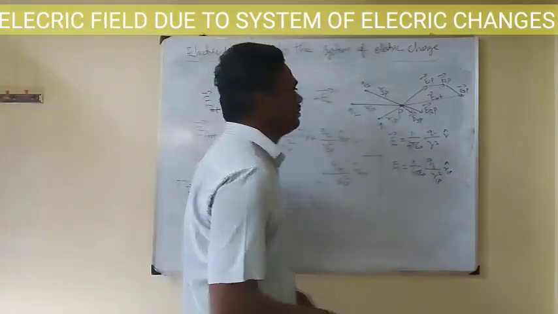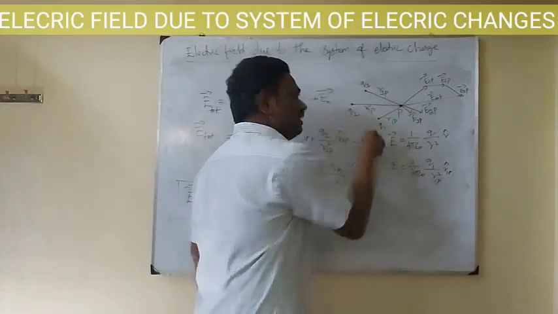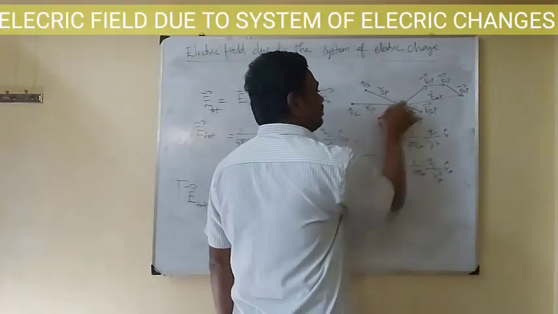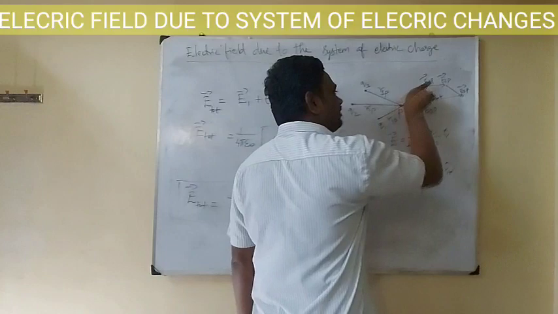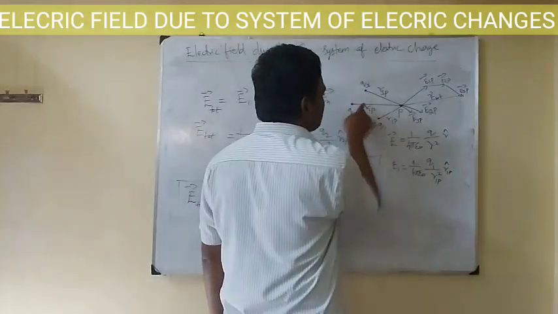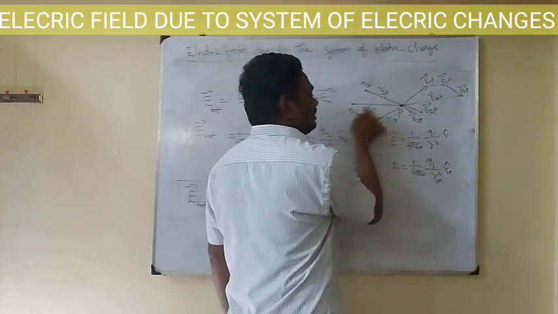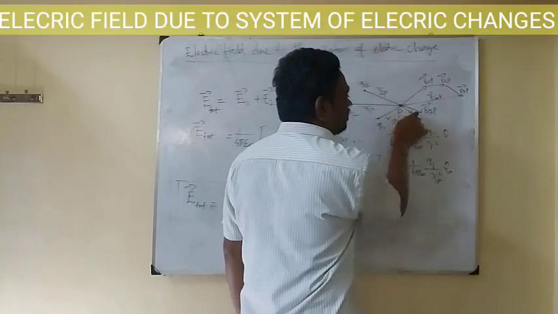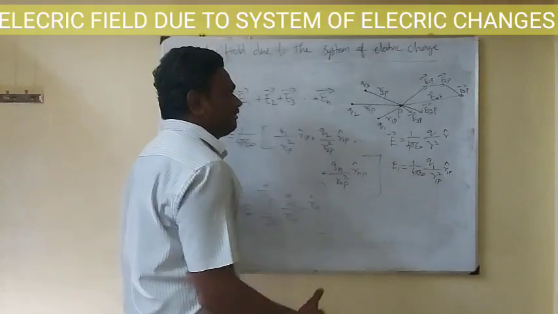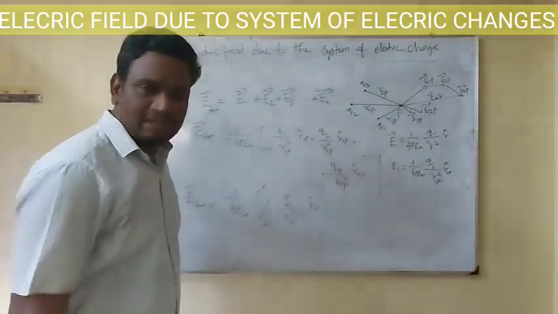In this case, the magnitude of the electric field depends on the distance between the point and the electric charge. Here the charge Q1 is very close to the point P, so the magnitude of the electric field is very large. In this case, the charge Q2 is far away from the point P, so the electric field is very small. That's why the magnitude of the electric field depends on the distance between the point and the charge.